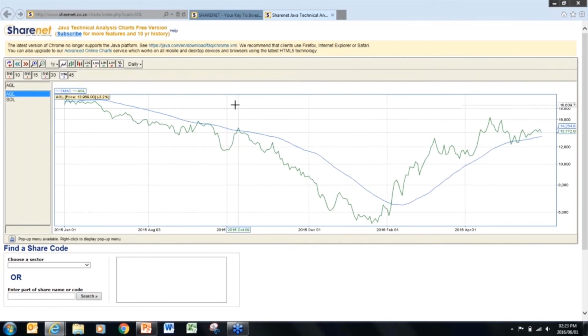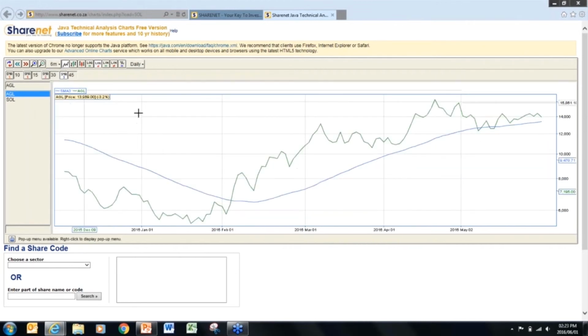So once you've clicked that, this page will come up once you've got your Java. And so here you've got ShareNet, and these are the options. You would type in the 3-letter code. So I've typed here, I'm going to do it again. I type AGL, and that gives me the Anglo share.